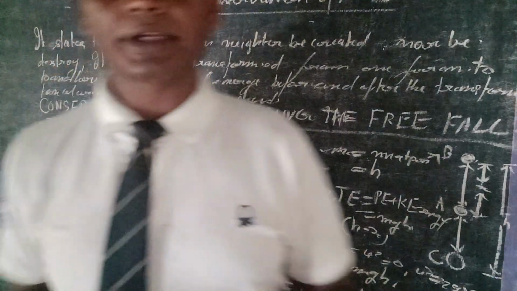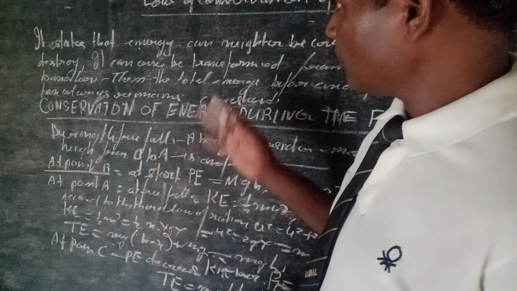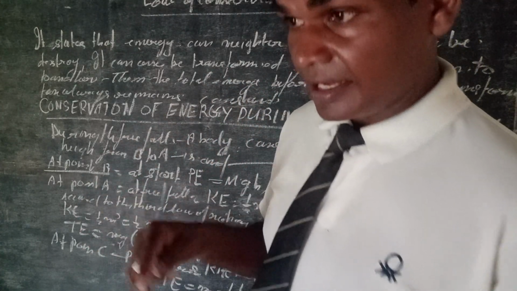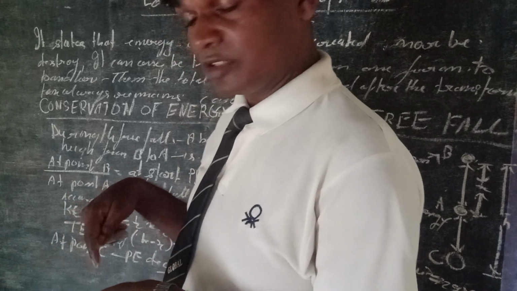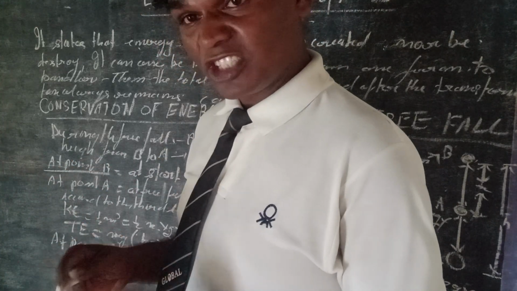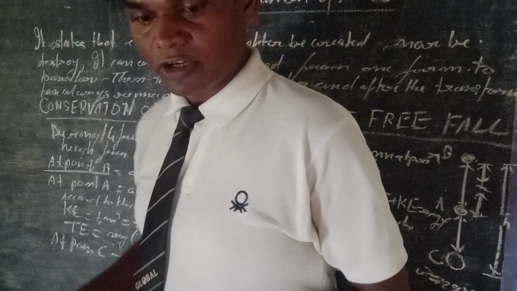So thank you very much for coming. Once again I am giving you my warm welcome. You have come here to try to understand the law of conservation of energy and the positions at the time of free fall, when the object is at position B, then at position A, and then finally at position C on the ground, where the potential energy is zero.